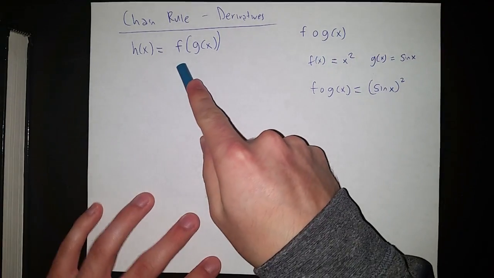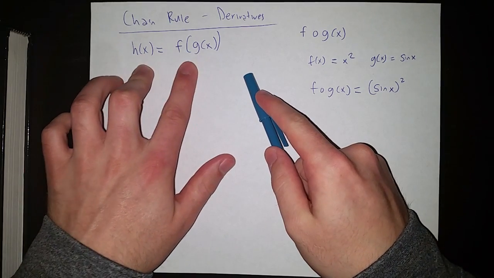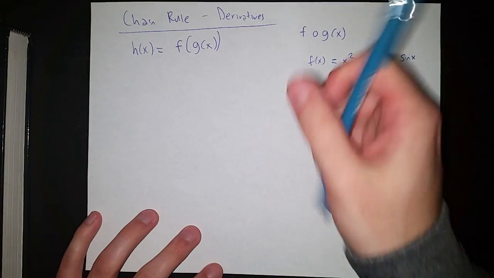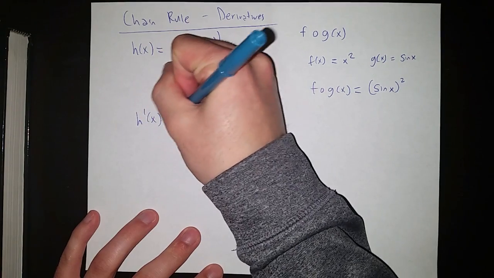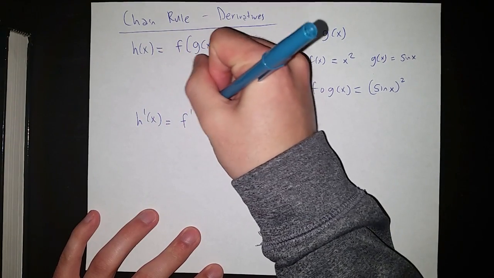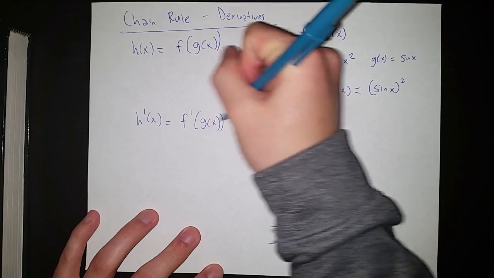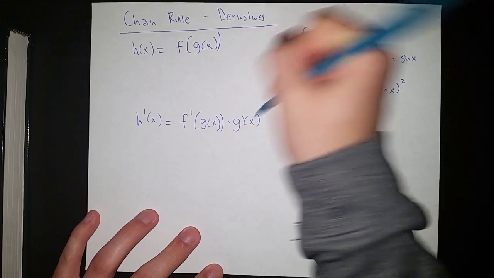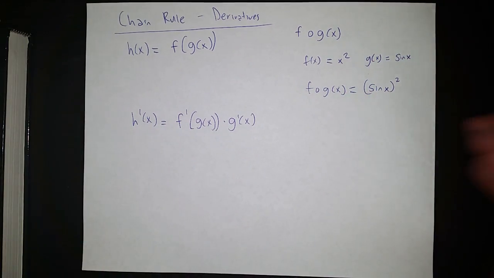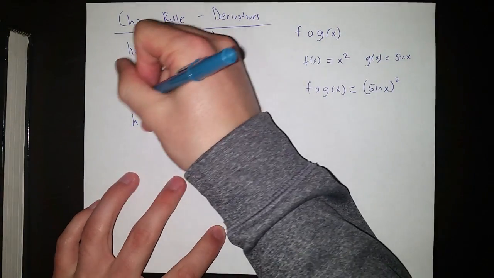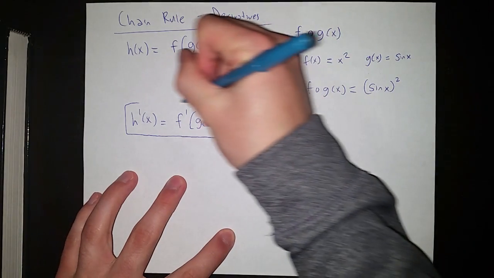Okay, so if we're given a function that's a composition of two functions, then the derivative equals f prime of g of x times g prime of x. And remember, it's just an equation, so we cannot forget this equation. All right, let's go into some examples.